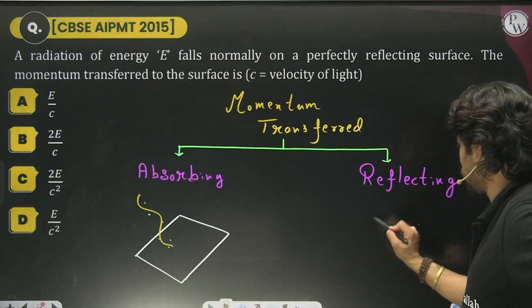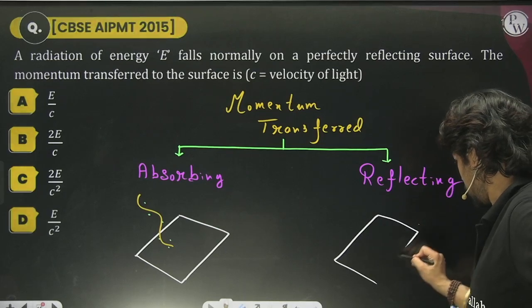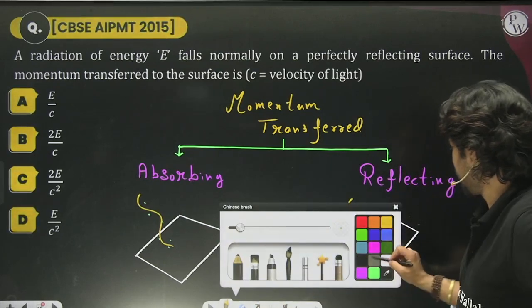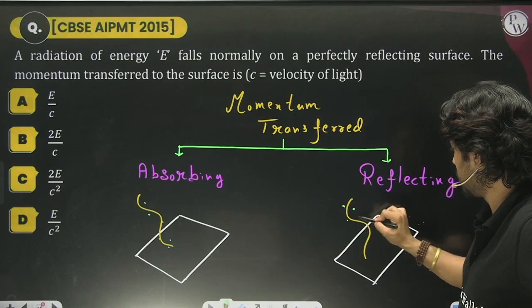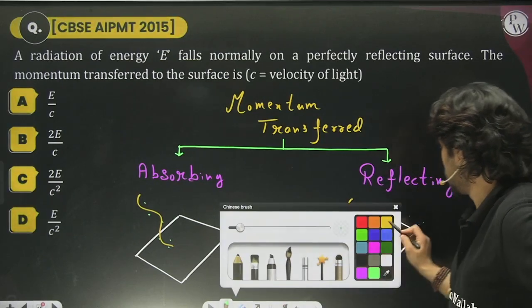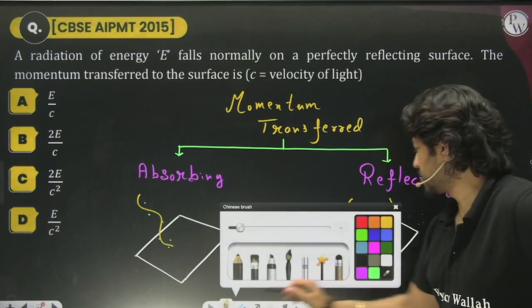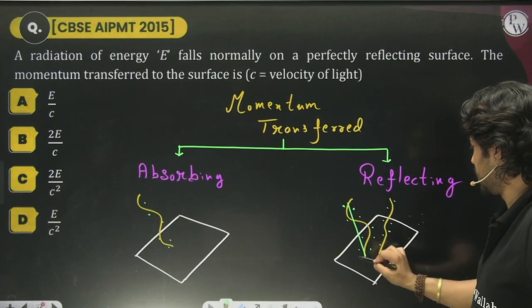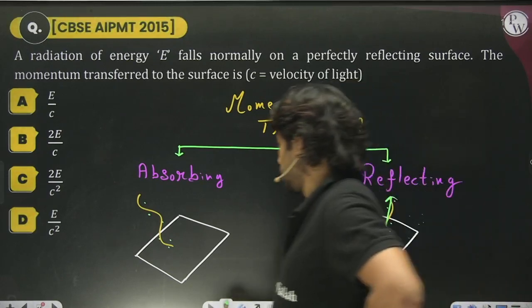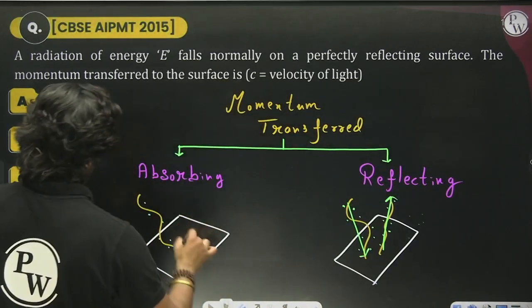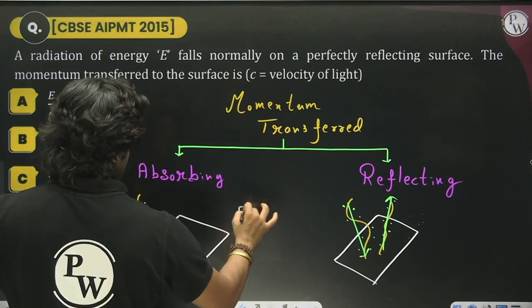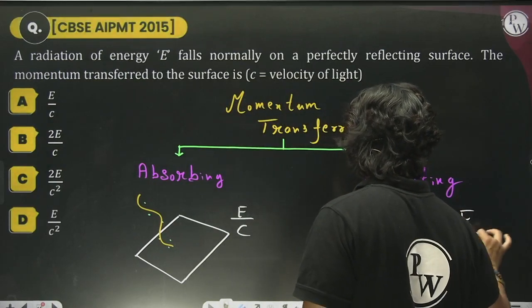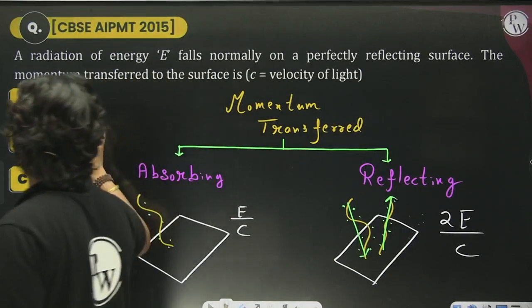And in the other case, what happens? The photons are coming and the surface reflects the photons. The light comes, and after coming, the light gets reflected back. That means the photons are being reflected. They come, they strike, and they go. So in the absorbing situation the momentum transferred is E divided by C, and in the reflecting case the momentum transferred is 2 times E by C. So the answer is going to be B.